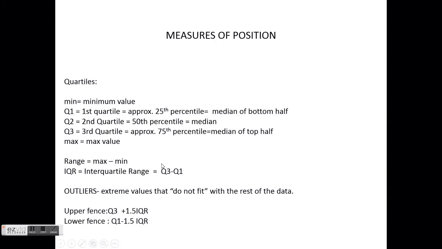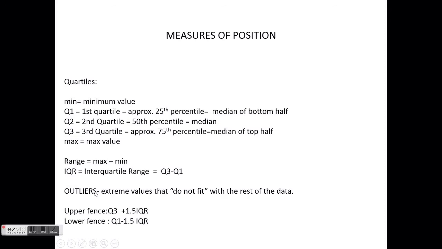Another value that's not part of the 5-number summary, but is something we'll want to compute, is the range, which is the maximum value minus the minimum value. We also want to compute something called the interquartile range, which is the range between the third and first quartiles. That's going to be important for finding outliers.